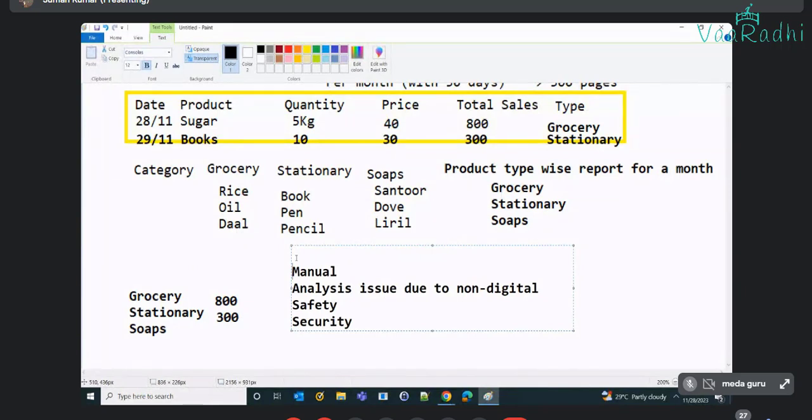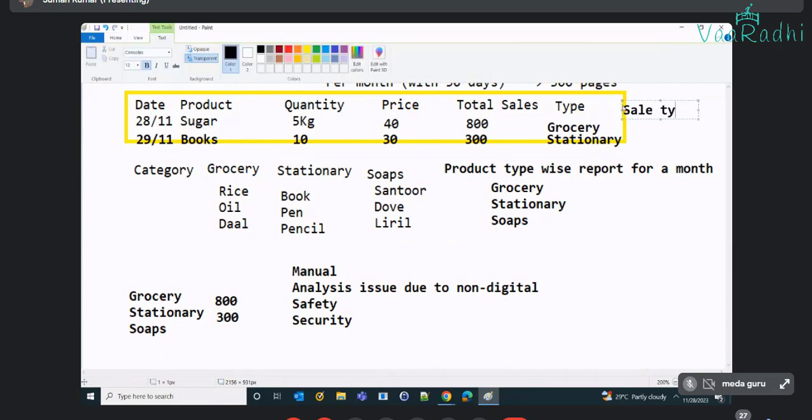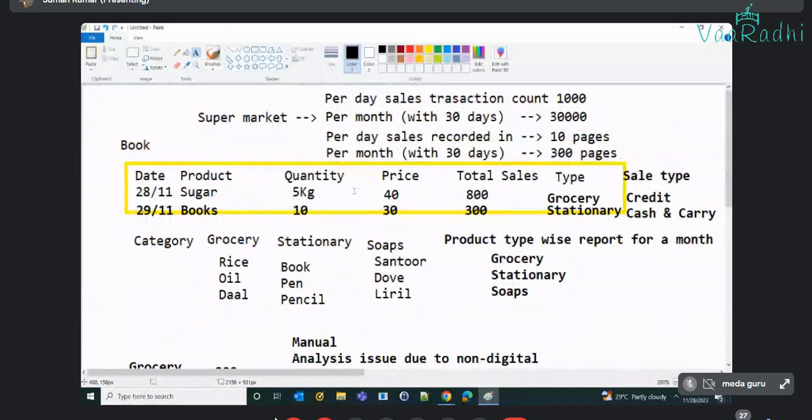And I'll give you one more point in this use case. Along with the product related sale entry, they are maintaining the sale type in the book, something like this. If they maintain this as credit, this grocery transaction happened in credit mode, and the next transaction happened on cash and carry. I'll write CNC, cash and carry. I'll write it this way, cash and carry. So which data is important among these two records, guys? For the shop owner, which particular record is more important?